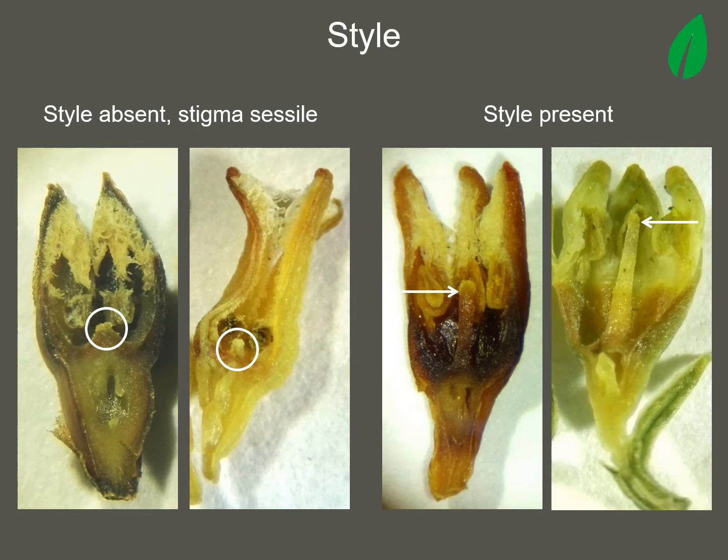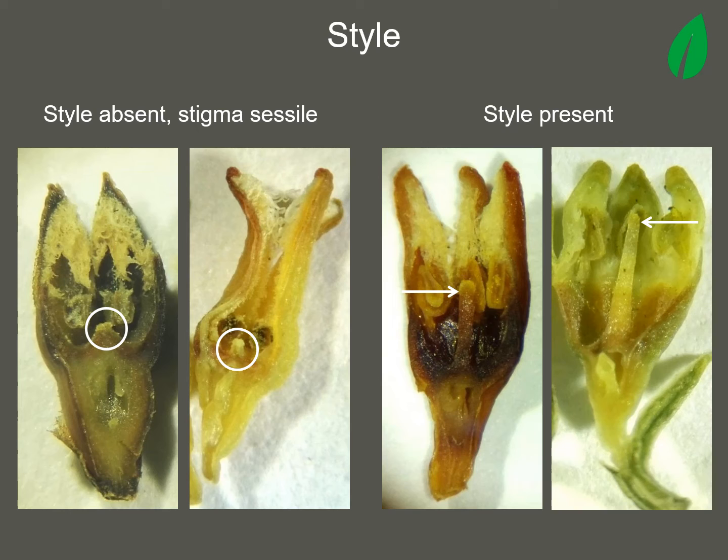Although it can be quite difficult to see inside of the flower or to dissect a flower, there are several very useful characteristics found on the inside of the flower. And as I said before, sometimes identification right up to species level is not possible without examining the inside of the flower.